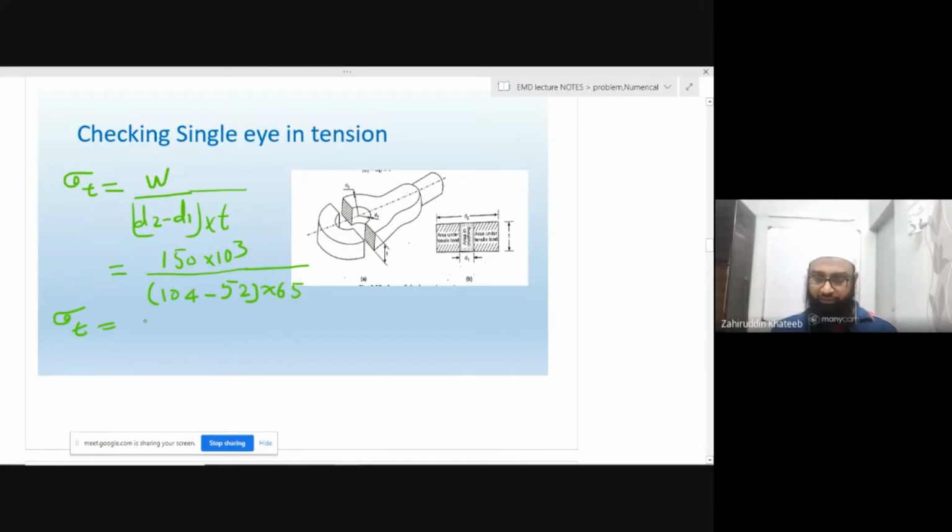Okay, we got the value as 44.38 MPa. Now we will compare this value with the value which is given in the question. The values given in the question are the safe or permissible values for the design.